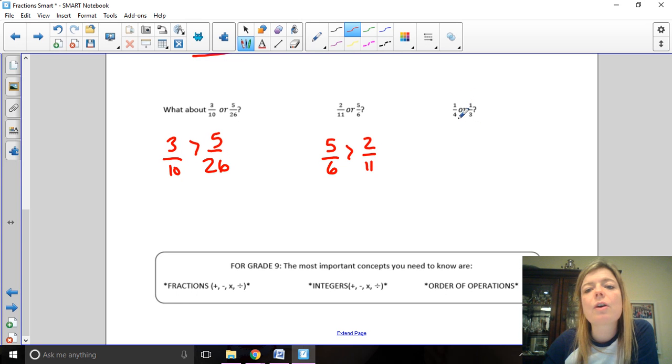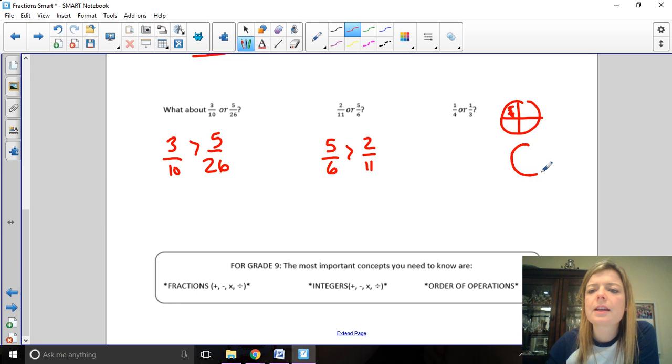And finally, 1 over 4 or 1 over 3. Well, 4 is a bigger number, so you might think it's bigger, but that means that a whole is divided into 4 pieces. So 1 piece out of 4 pieces is actually going to be smaller than 1 piece out of 3 pieces. If you need to draw a picture, you can. So here's 1 out of 4 pieces, and here's 1 out of 3 pieces. That's bigger. So 1 over 3 is bigger than 1 over 4.